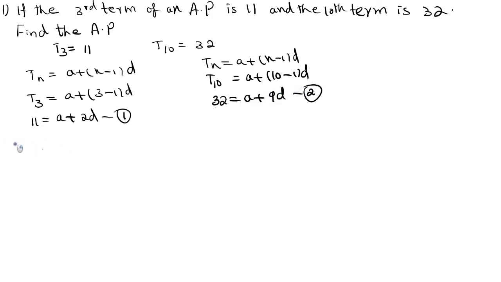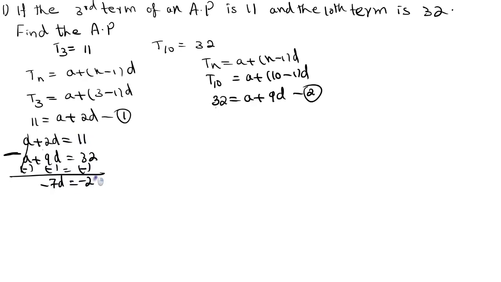Now simplify equations 1 and 2. Better use the elimination method. First equation is a plus 2d is equal to 11. Second equation is a plus 9d is equal to 32. Subtract. If you subtract, see here plus a minus a gets cancelled. 2d minus 9d is minus 7d. Here again, 11 minus 32 is equal to minus 21.